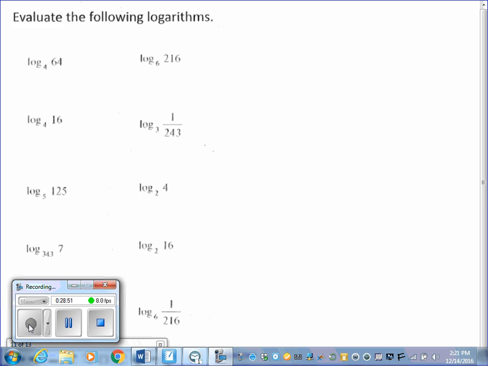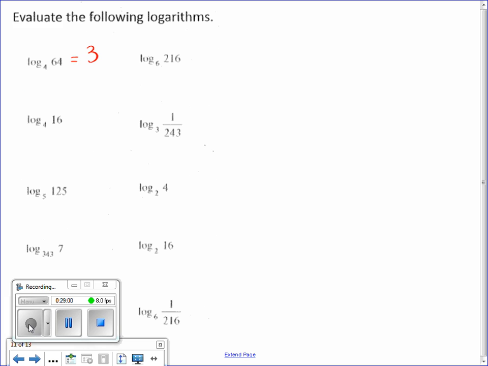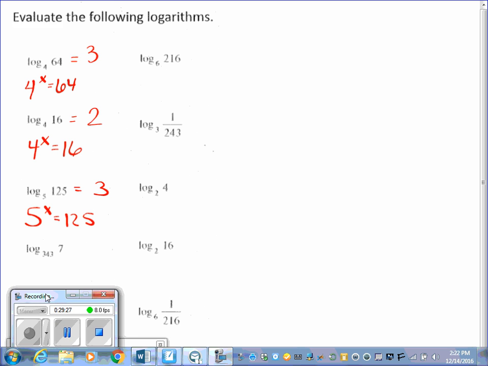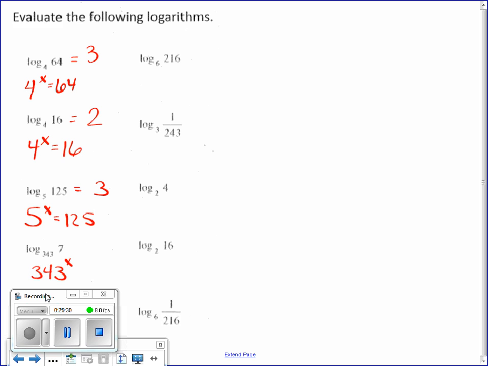Sorry to anybody listening. Okay, so log base 4 of 64 equals 3. And again, it's because it's asking you 4 to what power equals 64? It'd be 3. So log base 4 of 16? 2. Because again, 4 to what power equals 16? And I think it is helpful. Some of you need to see visually what that looks like, right? Write it in exponential. So this one, 5 to what power equals 125? 3. This one, I'm too close, it's hard to read that. 343 to what power equals 7? That is 1/3.